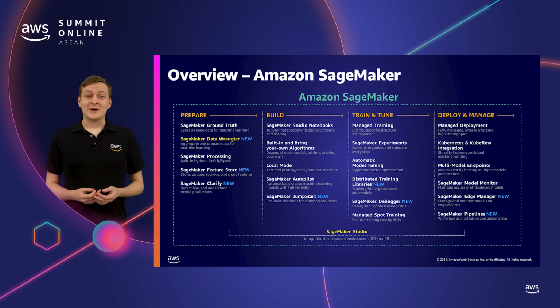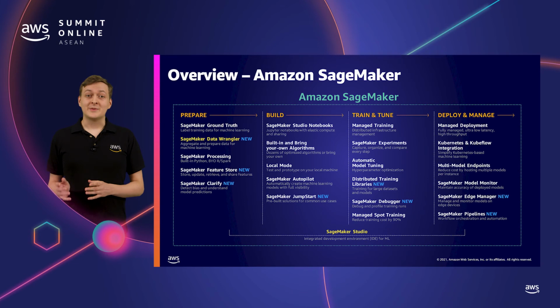Now, Amazon SageMaker is our fully managed service to support the end-to-end machine learning lifecycle, all the way from data collection, preparation, and annotation, through building and tuning models to deploying models and their ongoing management and monitoring in production. As you might expect from that scope, it's a broad service with a lot of different integrated features and capabilities.